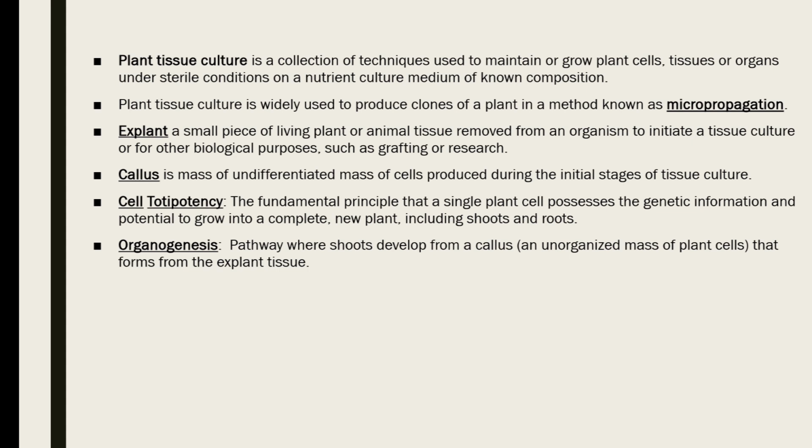Cell totipotency is the fundamental principle that a single plant cell possesses the genetic information and potential to grow into a complete, new plant, including shoots and roots. Organogenesis is the pathway where shoots develop from a callus, an unorganized mass of plant cells that forms from the explant tissue.